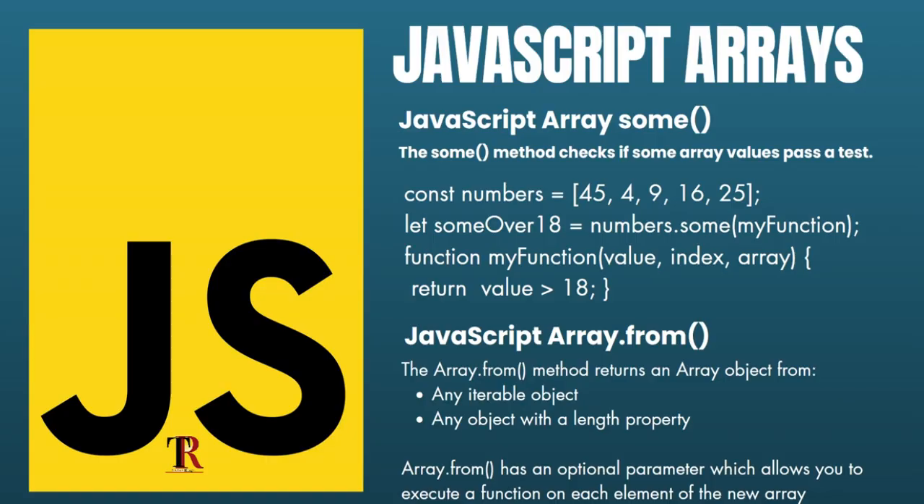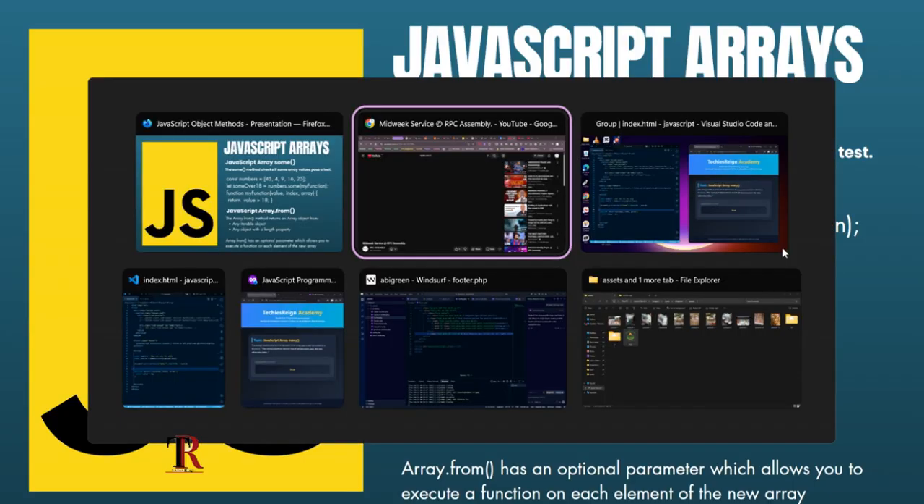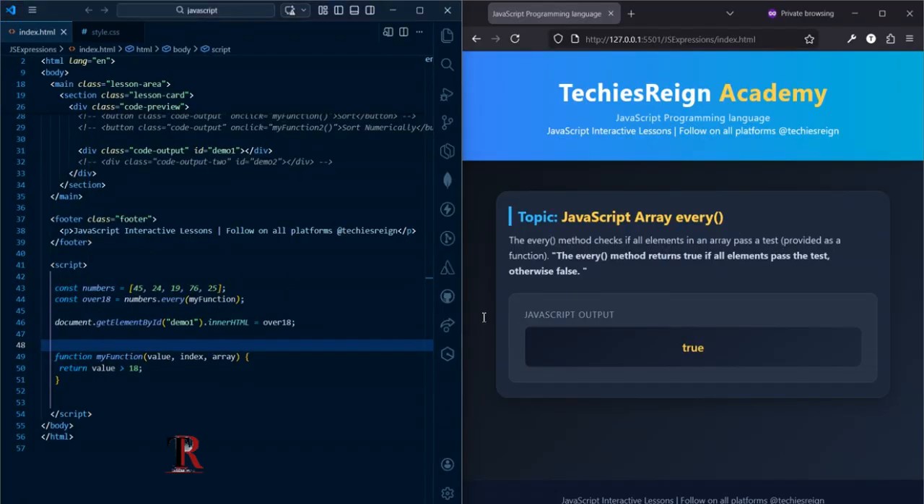So here is an example on my screen. You can see an array of numbers, and then the method being called on the numbers and expecting a function, and then a function which just tries to check if the values in the array are greater than 18, and then we get an output. So let's take a look at this in the code editor to see how this works.